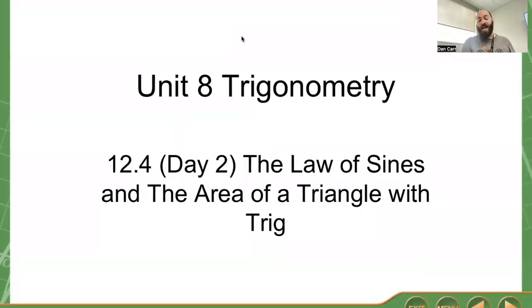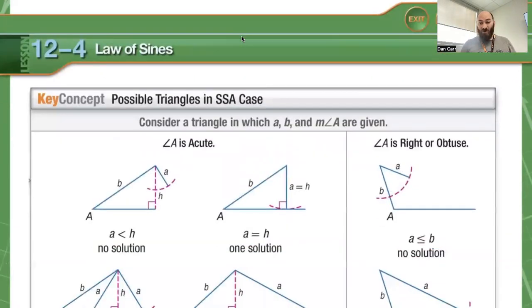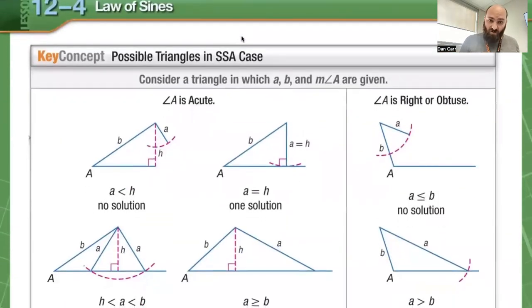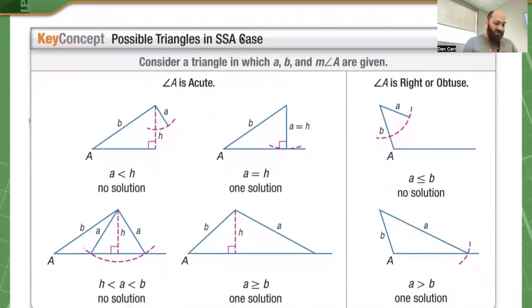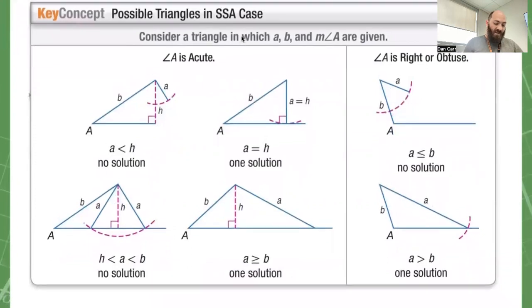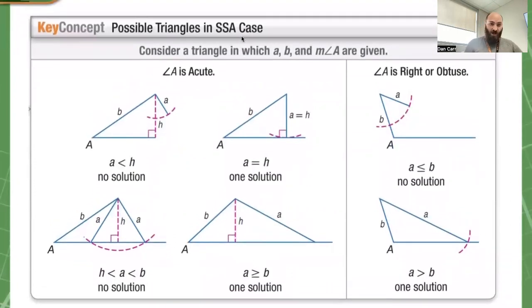Today we're going to be looking at day 2 of our law of sines. We're not going to do any area today. We're going to look at a weird case that happens with our law of sines, and it has to do with an angle that's acute in your triangle. Okay, so what can possibly happen is this. These are kind of rough sketches of all these different diagrams. Let's say angle A is an acute angle inside your triangle.